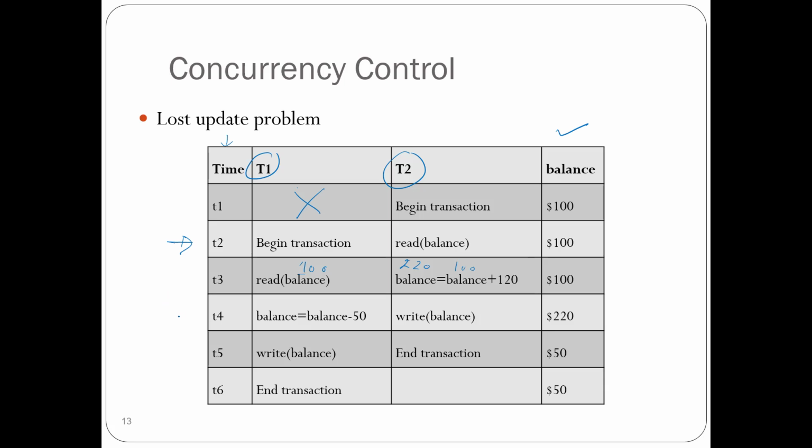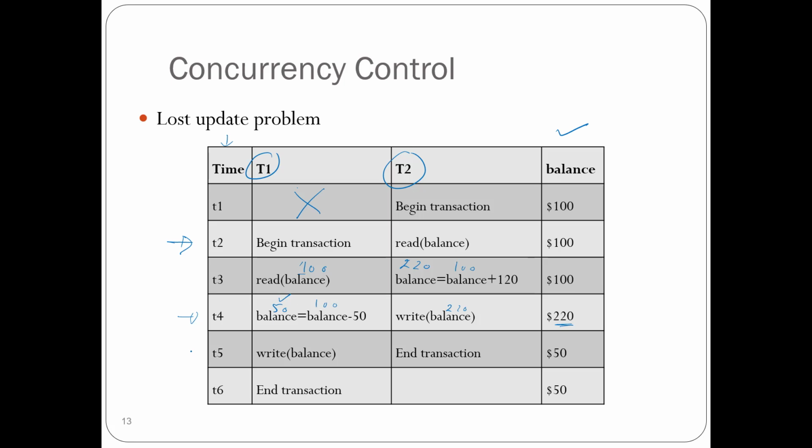Okay, and in the timestamp T4, transaction T1 will compute the balance, and for T1 it will be 100 minus 50, which is 50. Whereas transaction T2 will now write the balance, which is 220, to the actual balance. So the actual balance has been updated to 220 by transaction T2. But look at transaction T1. Transaction T1 is working on its local copy of the balance, which is now 50.